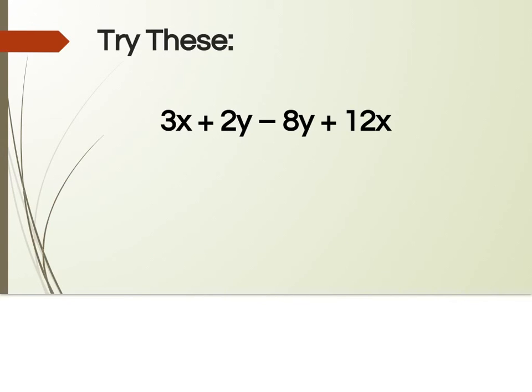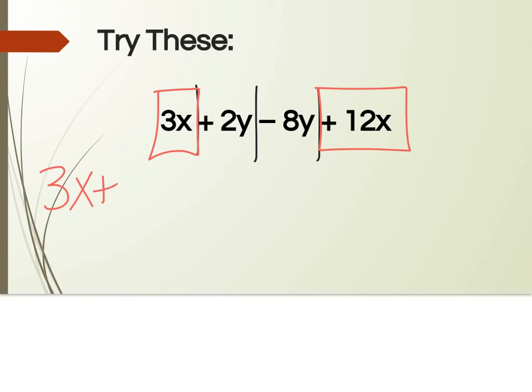3x plus 2y minus 8y plus 12x. You have a 3x, you have a positive 2y, you have a negative 8y, and a positive 12x. You can combine the 3x and the positive 12x. And you can combine the positive 2y and the negative 8y.